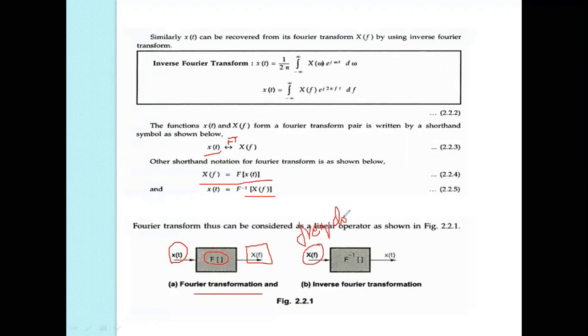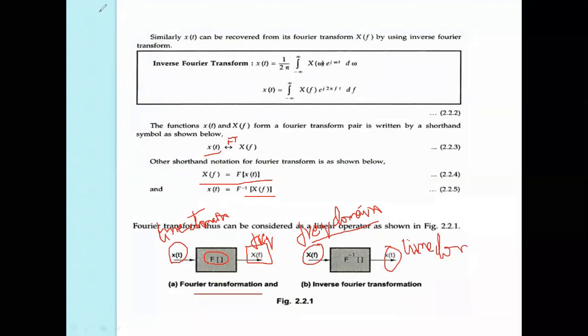Here the input is the frequency domain. After the inverse Fourier transformation, you get the time domain. The time domain is the output. Got it, madam?